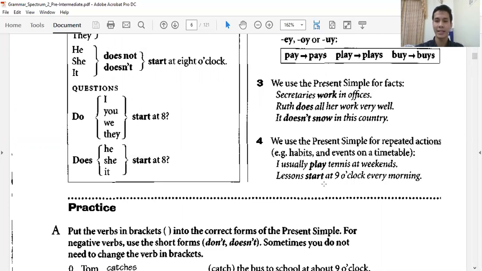And next one, lessons start at 9 o'clock every morning. So every morning, the lesson starts at 9 o'clock. It is a habit, a repeated action again and again from Monday to Friday. Again and again, and we use present simple. When we see the action is repeated again and again every day. For example, in our school, we start at 8 o'clock. So we can say the lesson starts at 8 o'clock every morning from Monday to Friday.